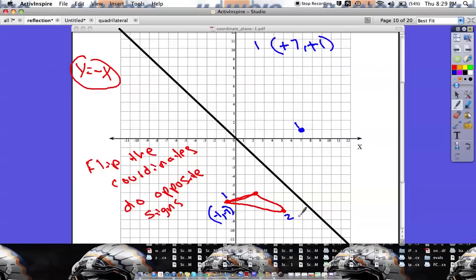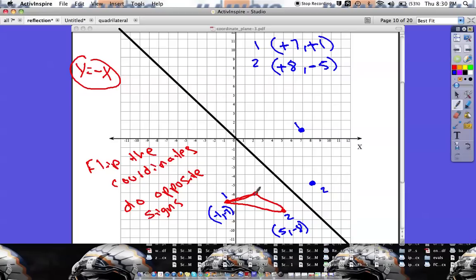Our point 2 looks like 5 and negative 8. So my point 2 is 5, negative 8. First off, I'm going to flip the coordinates. So I'm going to go negative 8 and then 5. But again, since this is not y equals x, it's y equals negative x, we have to do the opposite sign. So this turns into positive 8, while this turns into negative 5. So I'm going to go positive 8, and then negative 5, which is going to be right there. Positive 8, negative 5, that's my point 2.